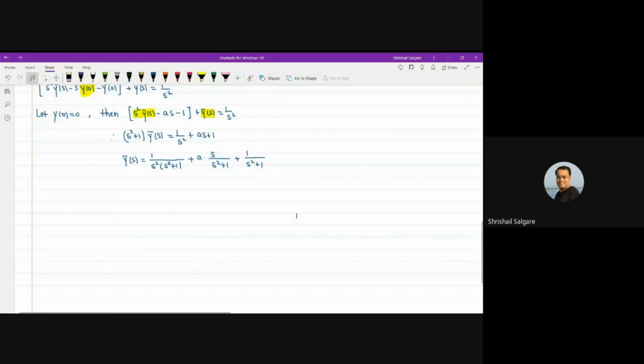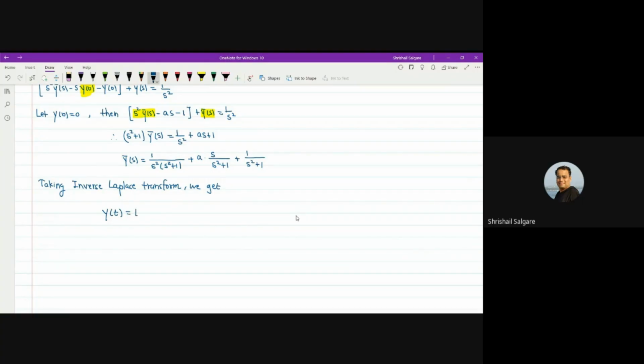Simply I am taking y bar. So taking inverse Laplace transform, then you will get. So when you take inverse Laplace transform, on the left side we get the original function y of t.